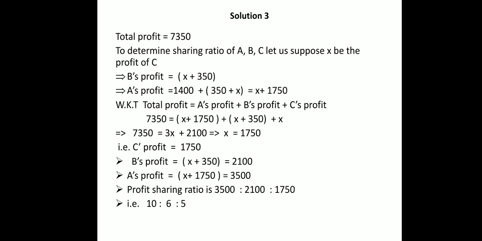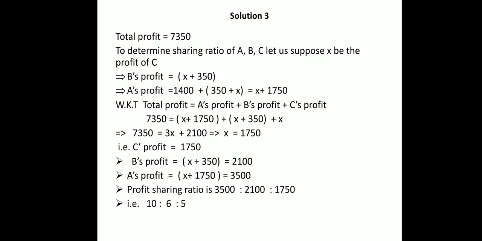Now what is X here? X is C's profit. Now it is easy. So C gets rupees 1,750. And B gets 350 rupees more. So B's profit equals X plus 350, X is 1,750 plus 350, equal to 2,100, is B's profit.